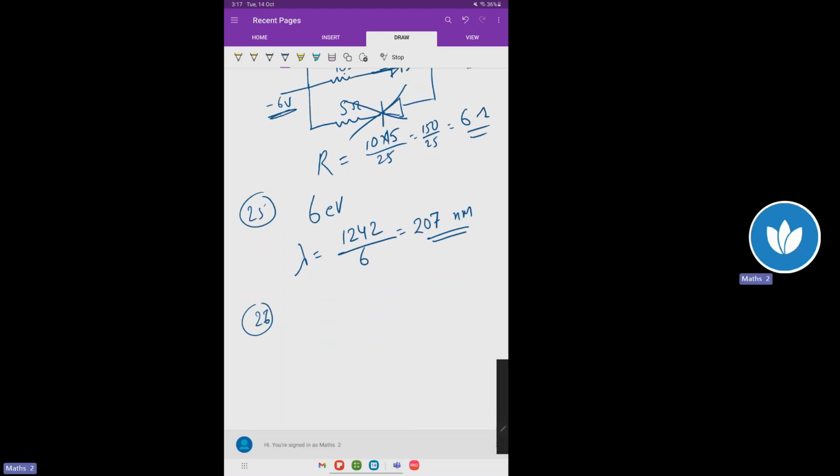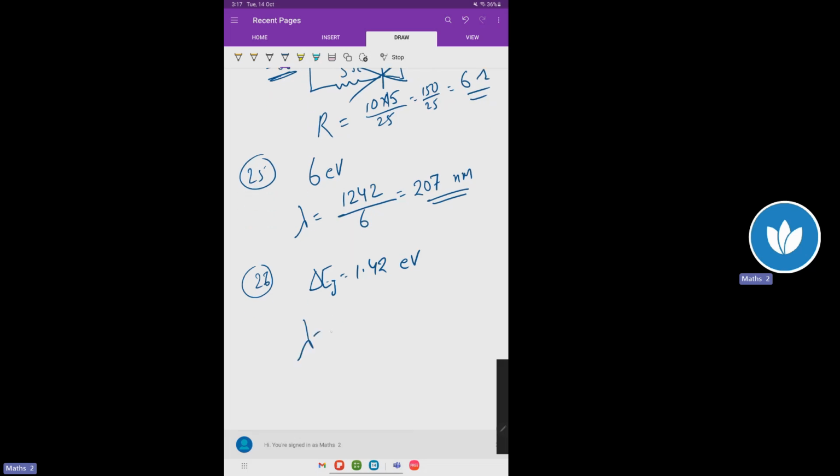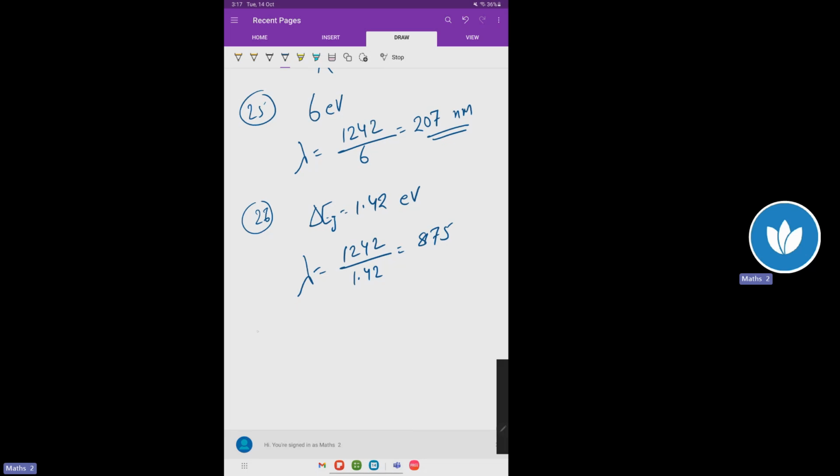A light emitting diode is fabricated using a gallium arsenide semiconducting material whose band gap is delta Eg 1.42 electron volt. The wavelength of light, same formula, lambda is 12.42 upon 1.42, 875 nanometer.